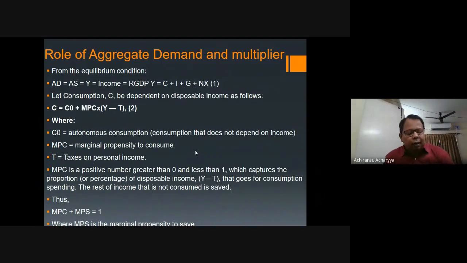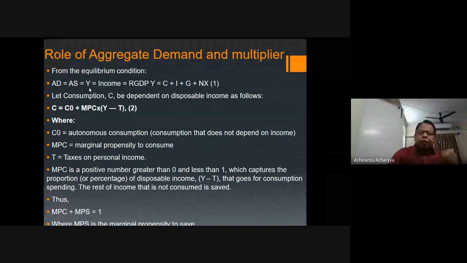Since you are first year grad students, I don't know whether you have come across the equations of aggregate demand and the multiplier. So I'm just going to talk a little bit about how we look at aggregate demand and aggregate supply theory. When we say that aggregate demand equals aggregate supply, it means that income is equal to output. So this is the real GDP. In the real GDP, income equals the consumption of the economy, investment expenditure, government expenditure, and net exports. That is the money that comes into the economy. I've assumed C to be consumption, I the investment, G government expenditure, and NX the net exports.